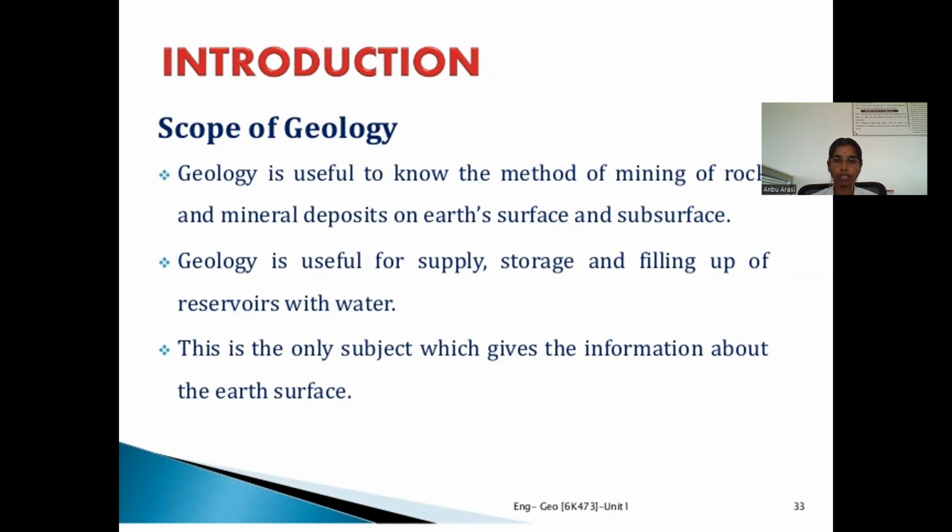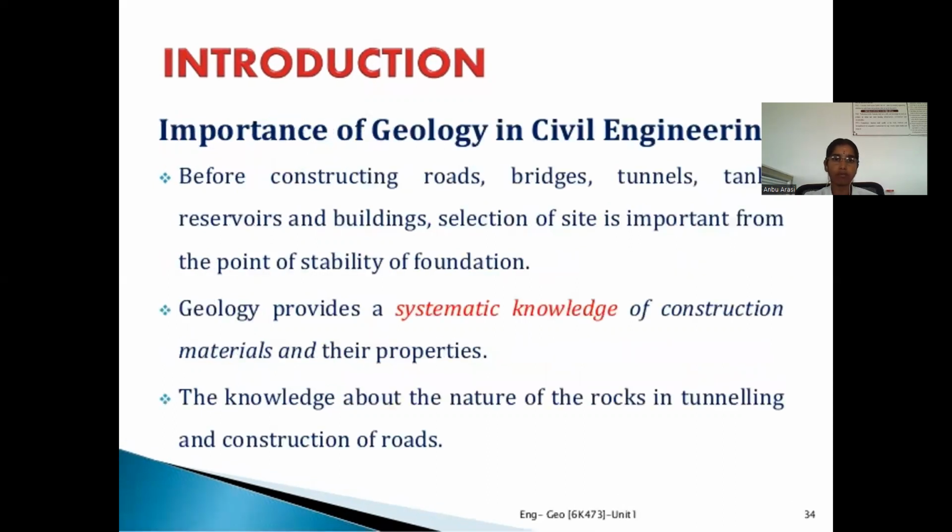Geology is useful for supply, storage, and filling up reservoirs with water. This is the only subject which gives information about the earth's structure.